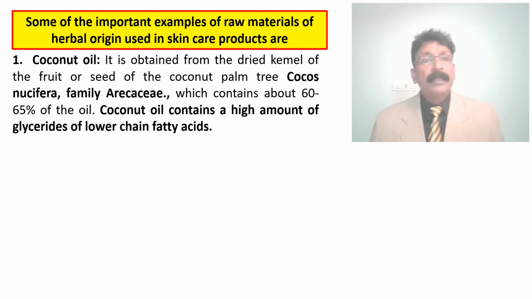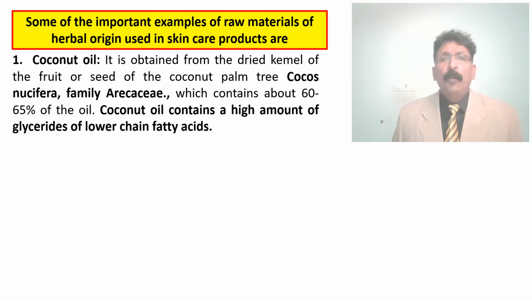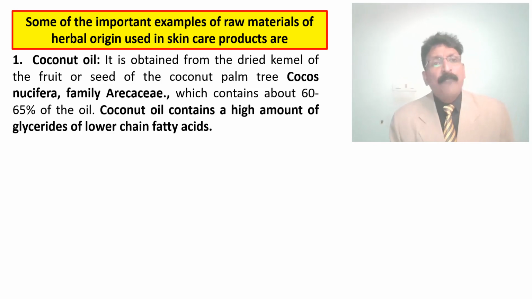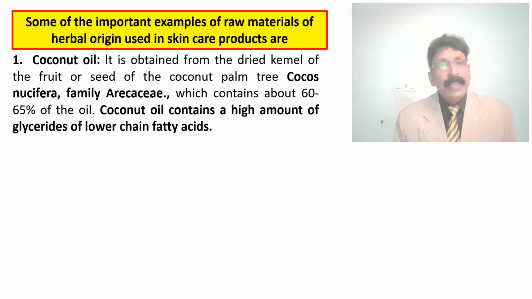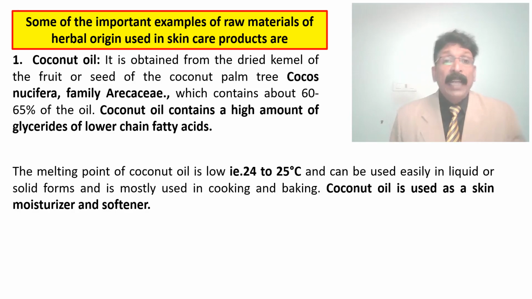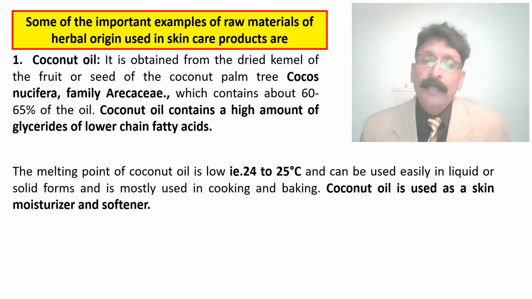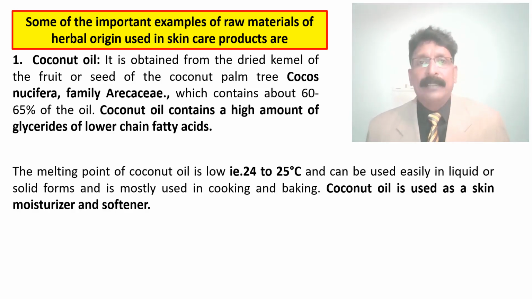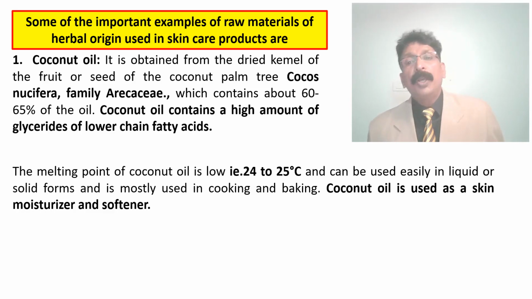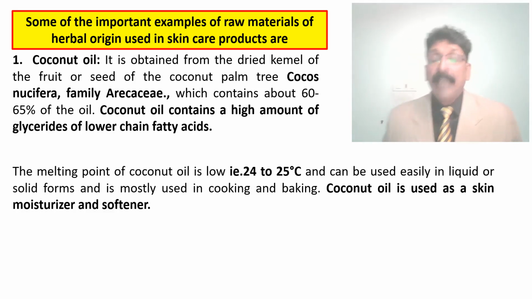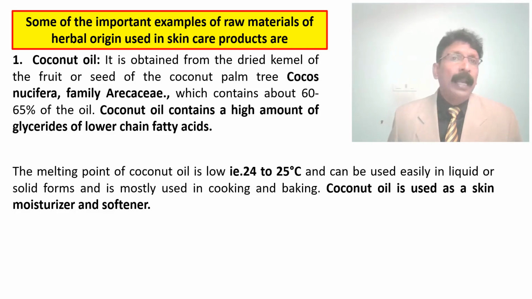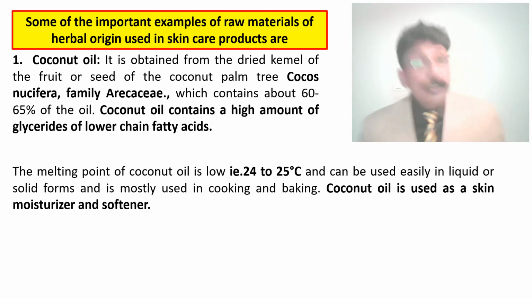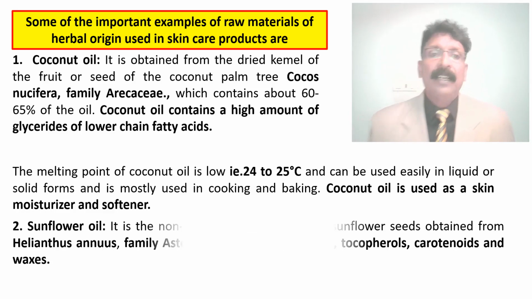Family Araceae, which contains about 60 to 65% of oil. Coconut oil contains a high amount of glycerides of lower chain fatty acids. The melting point of coconut oil is low, that is 24 to 25 degrees centigrade, and it can be used easily in the liquid or solid form, and it is mostly used in cooking and baking. Coconut oil is used as a skin moisturizer and softener.